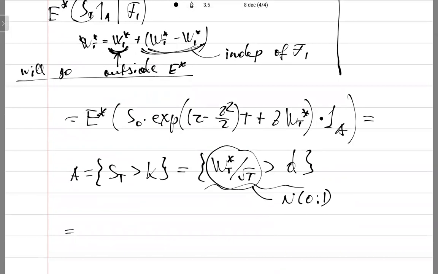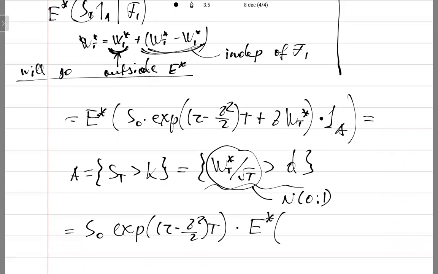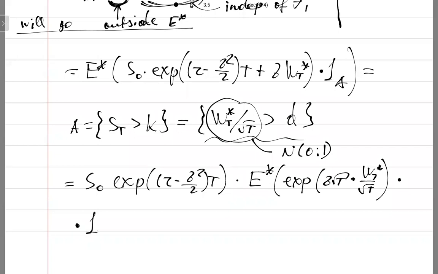So I take out everything that is known: S0 times exponent of (r minus sigma squared over 2) times T, times the expected value of exponent of sigma square root of T times W_T star over square root of T, times the indicator that W_T star over square root of T is greater than D. Any questions?